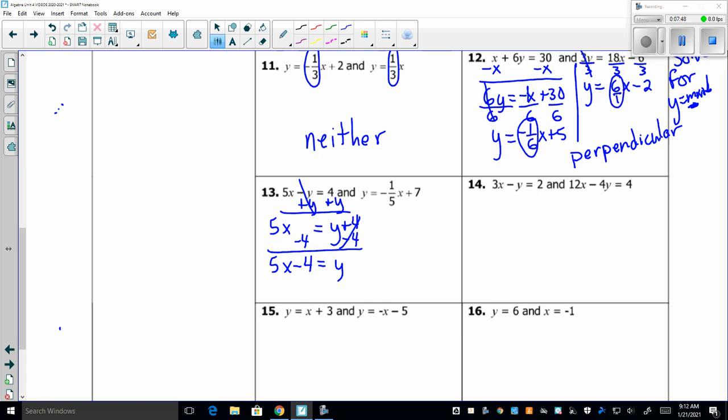If it bothers you to see the y on the right-hand side, you can use the symmetric property to move that y over to the left-hand side. So you just completely swap the two sides. And we're comparing negative 1/5 with positive 5. So that tells me I flipped the fraction and I changed the sign, so they are perpendicular.